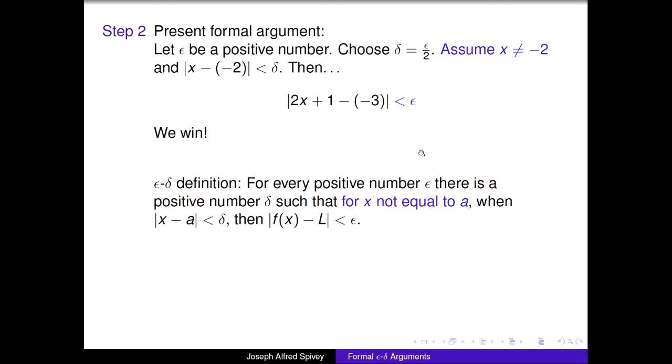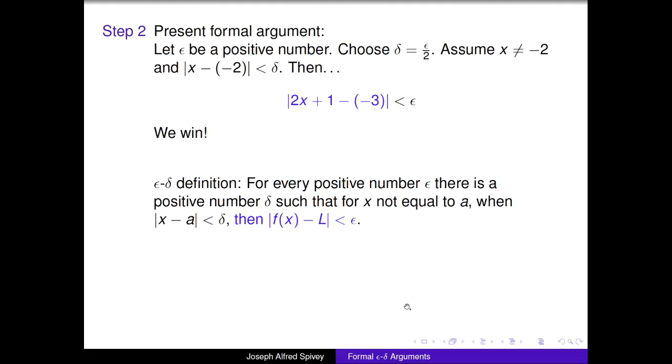Next, it says for x not equal to a, so we'll assume that x is not equal to negative 2. A in this case is negative 2. So again, there's a matchup between the epsilon delta definition and the steps of the formal argument. When x minus a is less than delta, we're assuming that x minus a is less than delta. And the last step is, then we have to show that f of x minus L is less than epsilon. That's exactly what I'm doing here. This part corresponds to this part here. I should have put this in blue as well.